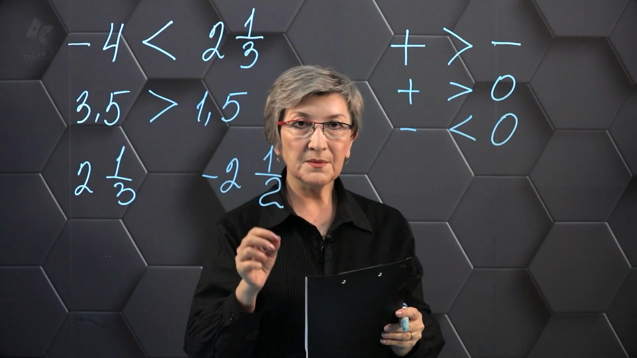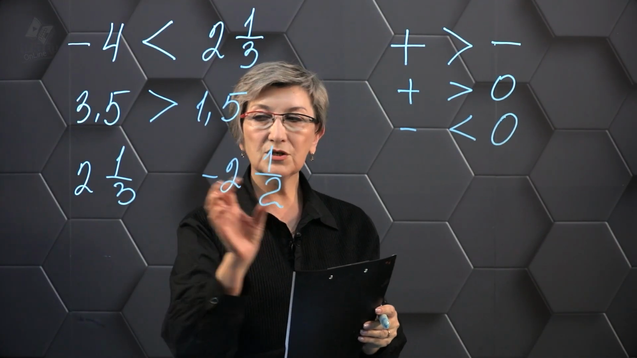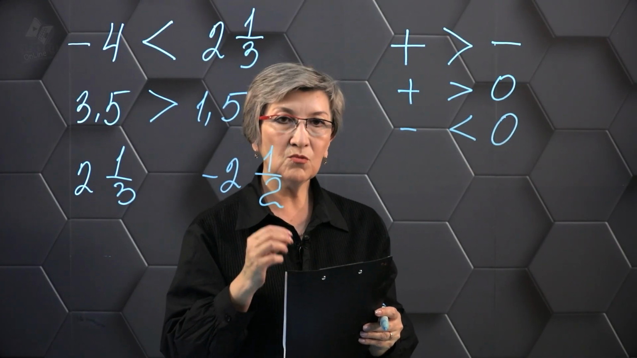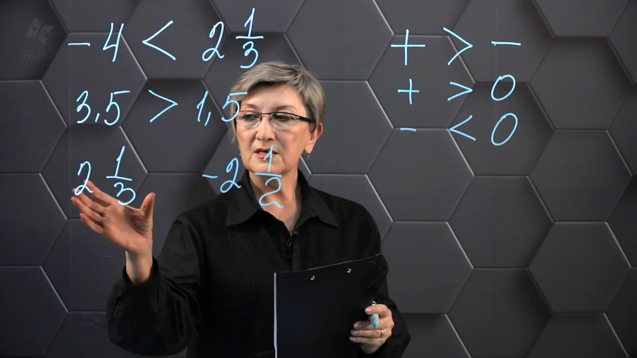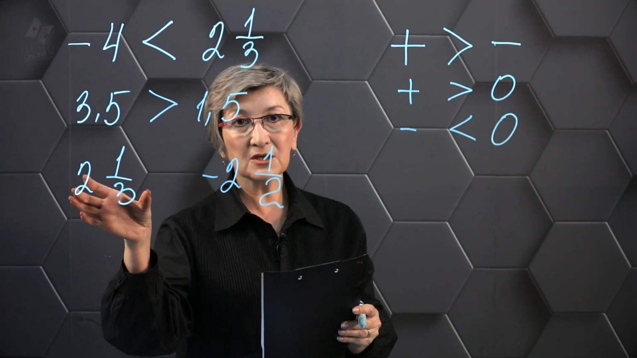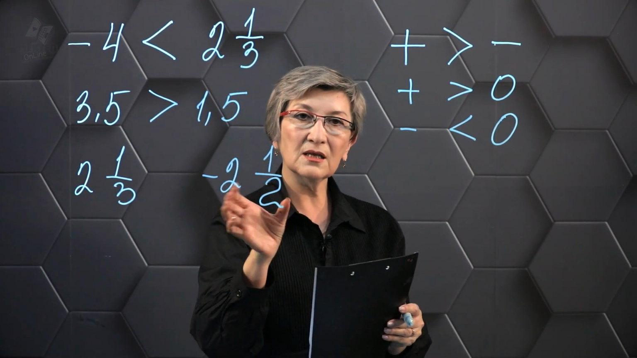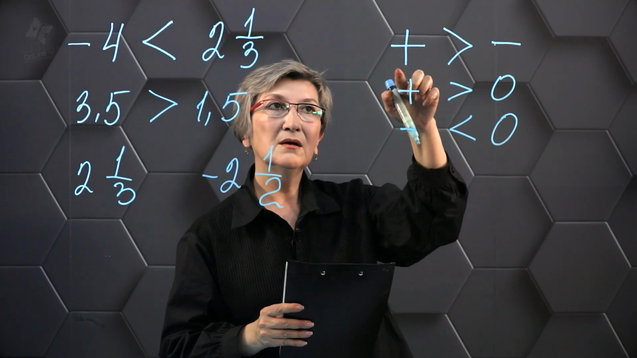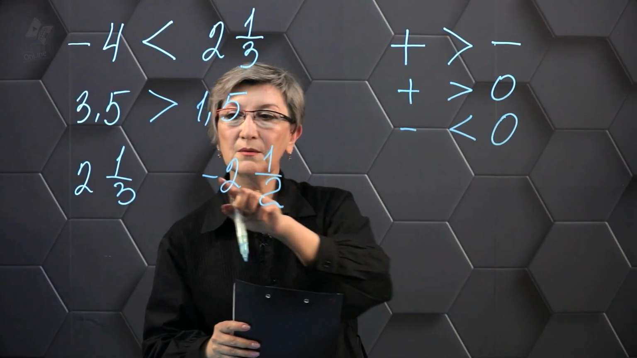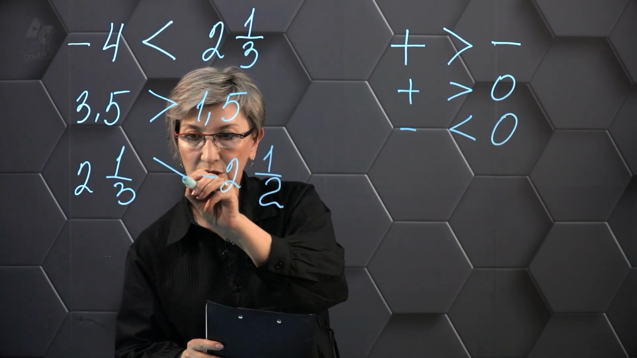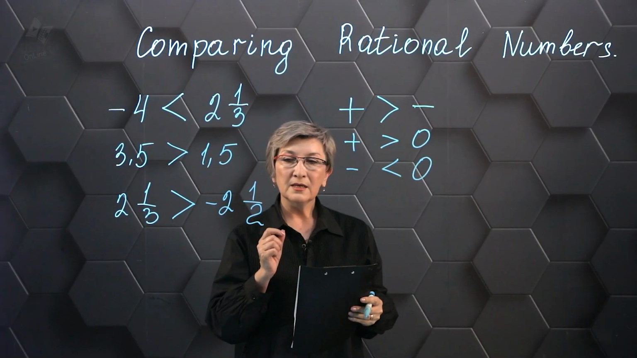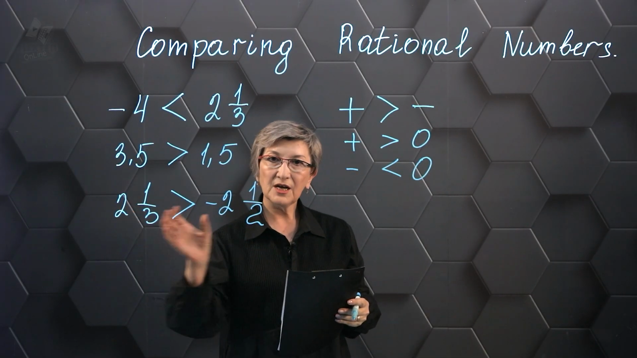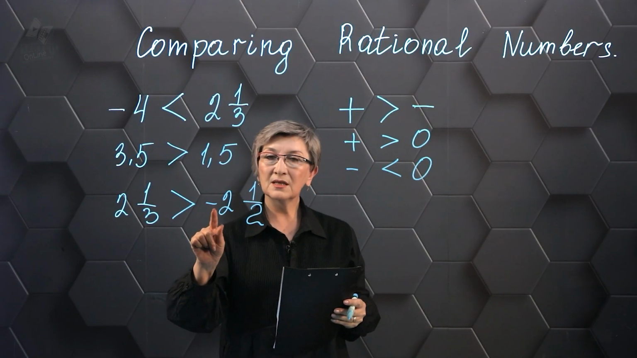In order to solve this example, very often you bring fractional numbers to the same denominator. You can do that, but we see that 2 whole 1/3 is a positive number and -2 whole 1/2 is a negative number. So using rule 1, positive number is greater than a negative number, we will write that the positive number is greater than the negative number. Don't waste time solving these examples. Pay attention first to the sign in front of the number.